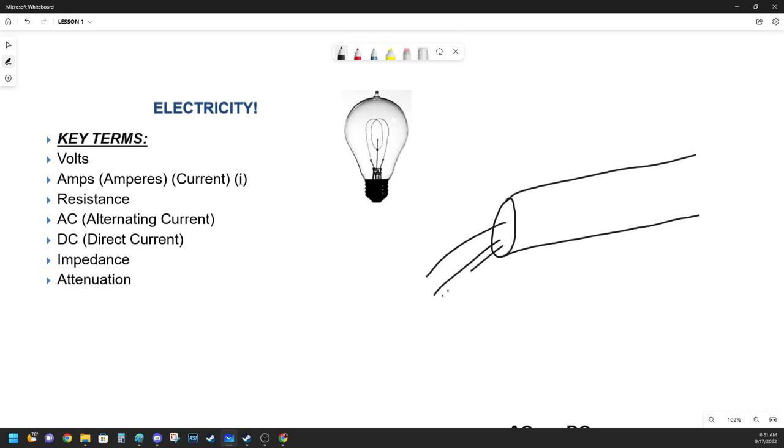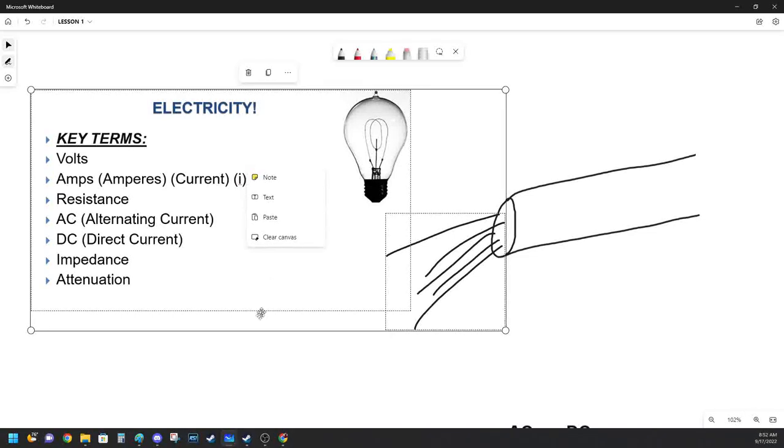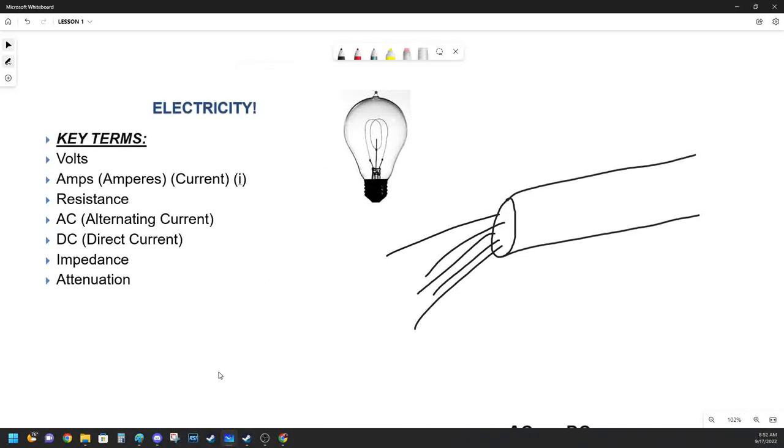So here's a water pipe. A highly detailed 4K rendering realistic water pipe. Now, the big key thing here is volts are defined as the potential for energy. I'm just going to write potential. Where the actual amperage is the flow of electricity.